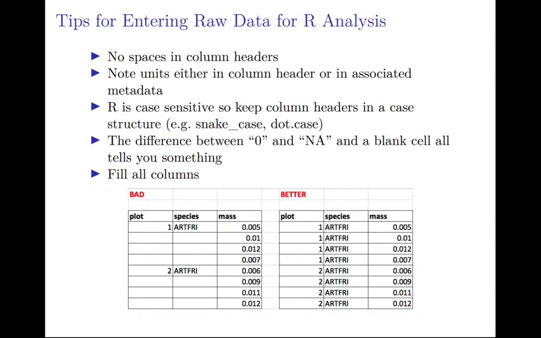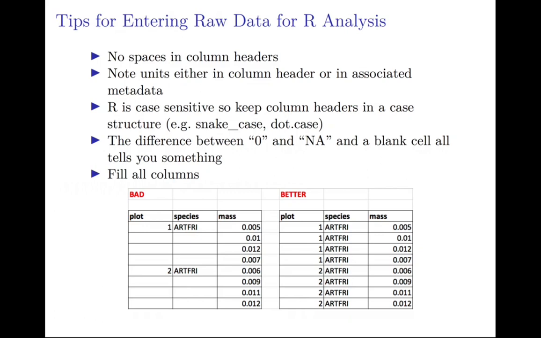So some tips for entering your raw data before we get to our analysis. So when you're entering your data, you want to try to have no spaces in your column headers. You want to note all units in either the headers or in associated metadata. This is often easier to do in the metadata. And remember, R is case sensitive, so you want to keep your column headers in a case structure, like we talked about last time, so either snake case or dot case, etc.